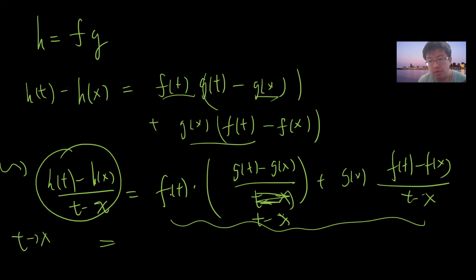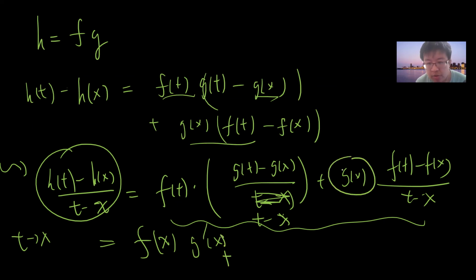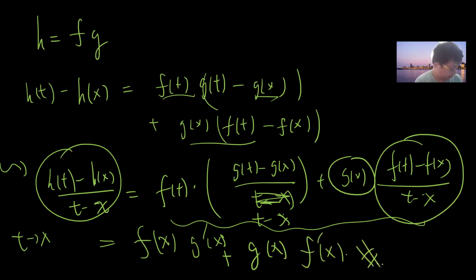So f is continuous, because my assumption is that f is differentiable at t equals x. So this is f of x, and then this will be g prime of x. Also, this one is g of x, and then this will be f prime of x. Okay, so that finishes the simple proof.